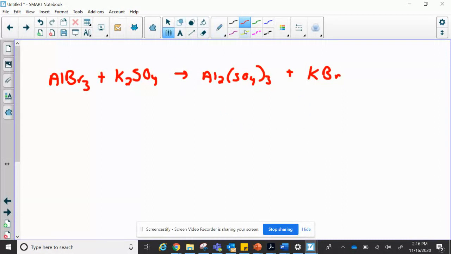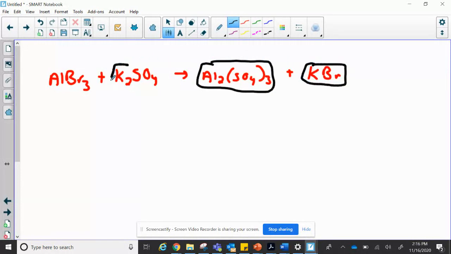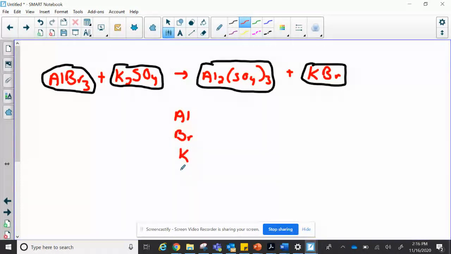Now, I have to go ahead and balance it. All right, so if you don't see any coefficients already, you need to balance it. So I'm going to put my boxes, real or imaginary, around these substances so we don't mess with them. I know I can never go inside the box. All right, so let me do my element inventory here. My elements are aluminum, bromine, potassium, sulfur, and oxygen.